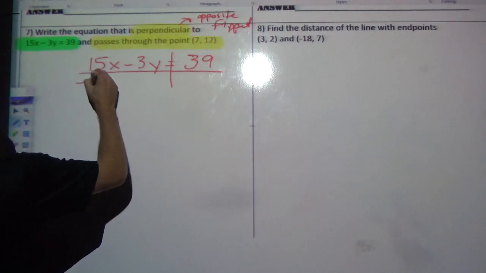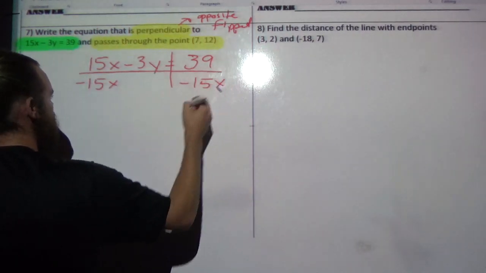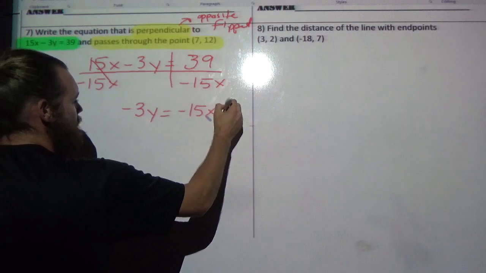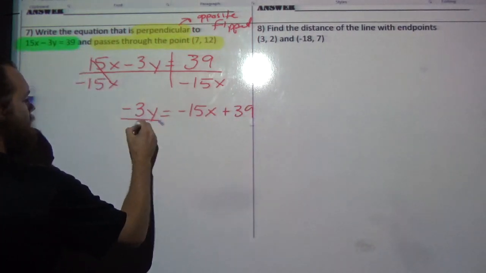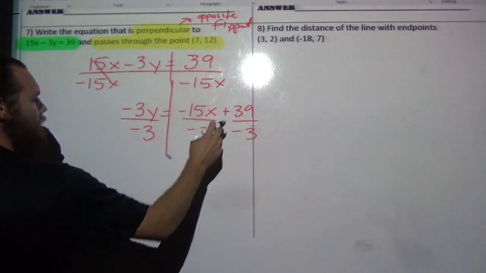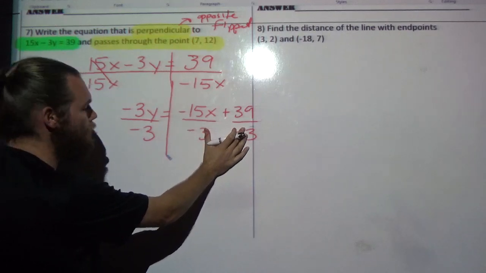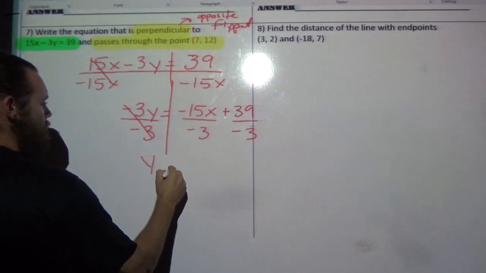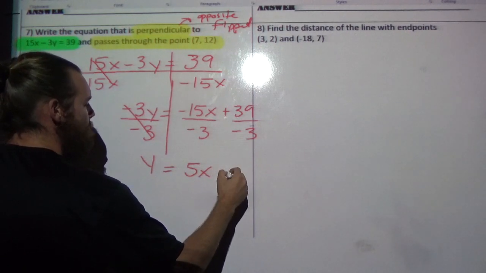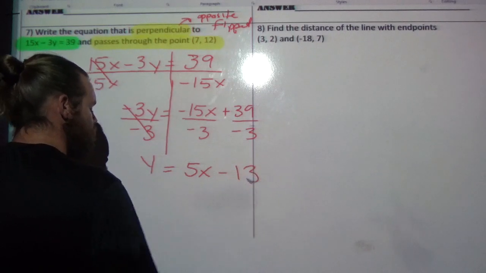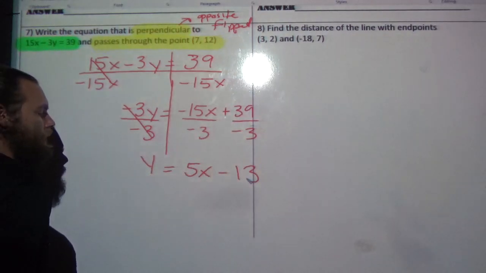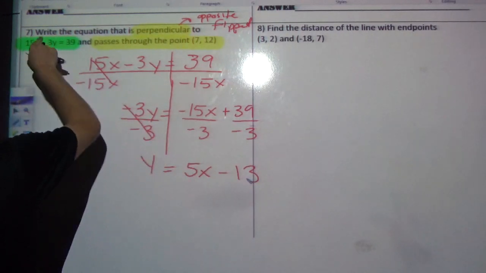I'm going to subtract 15x: negative 3y equals negative 15x plus 39. Divide by negative 3, divide by negative 3, divide by negative 3. Again, because the plus sign means you have to separate both of them. Cancels out. y equals negative 15 divided by negative 3 gives you 5x minus 13. Just divided those real quick. You have a negative because you have two different signs. So that equation is the same as that equation.